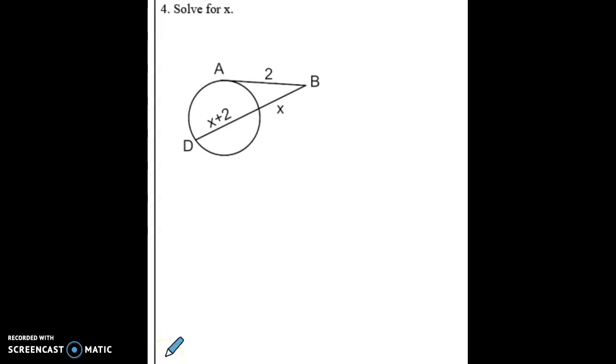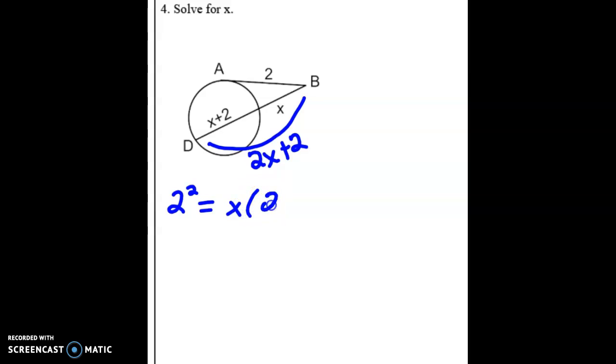Okay, so here's a problem where we have a tangent and a secant, and we have an outside part of our secant and the whole thing. If this is x plus 2 and this is x, the whole thing would be 2x plus 2, just combining like terms. So when we set up our problem, it's going to be the tangent squared, which would be 2 squared, equals the outside times the whole thing.